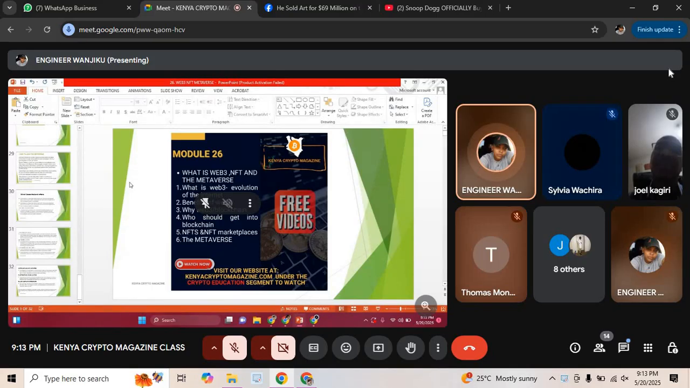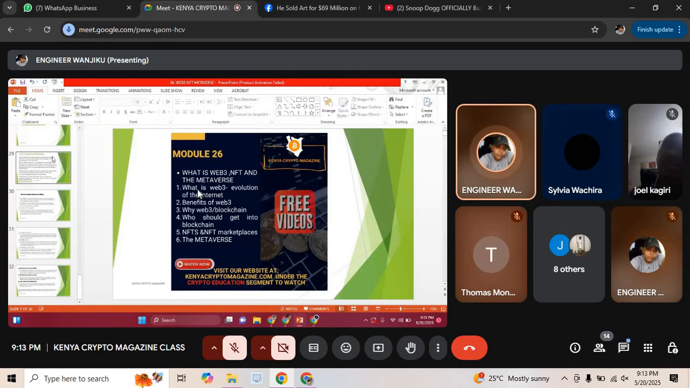Then under Web3 we're going to look at NFTs. We're going to look at the Metaverse. Let me just rephrase again: we're going to look at Web3, NFTs, and the Metaverse. Under that, we're going to look at what is Web3, the evolution of the internet, benefits of Web3, why Web3, or rather blockchain, and who should get into blockchain. And lastly, we're going to look at NFT and the Metaverse.